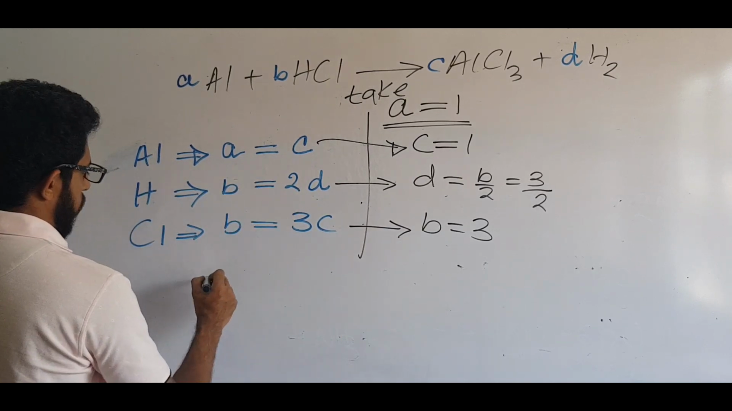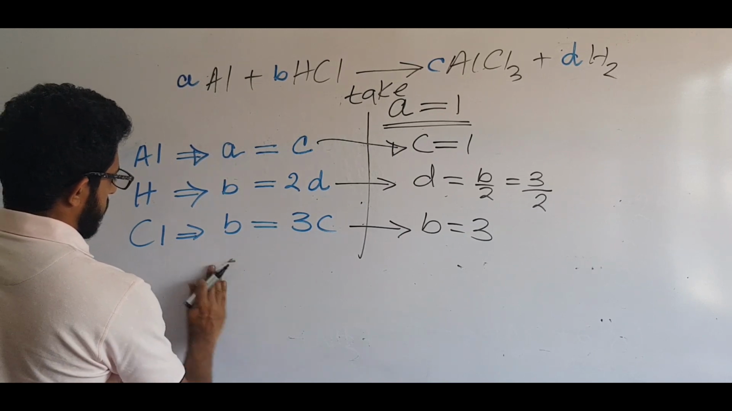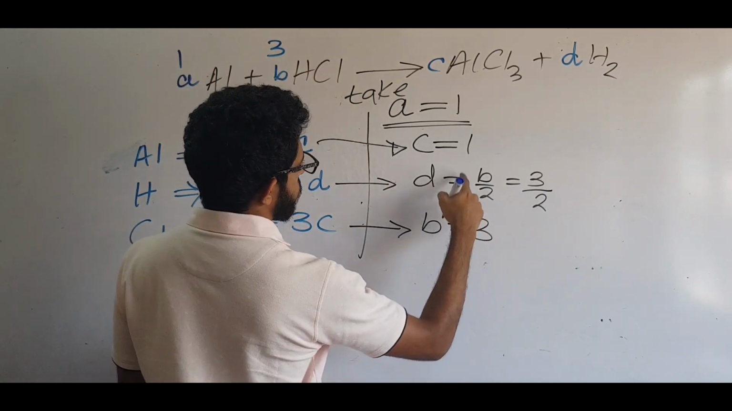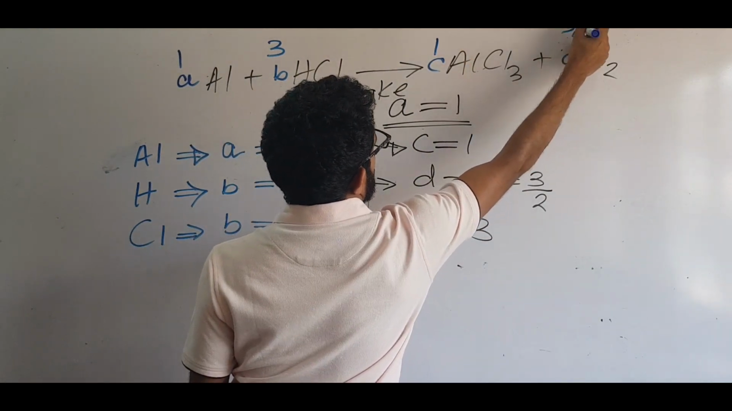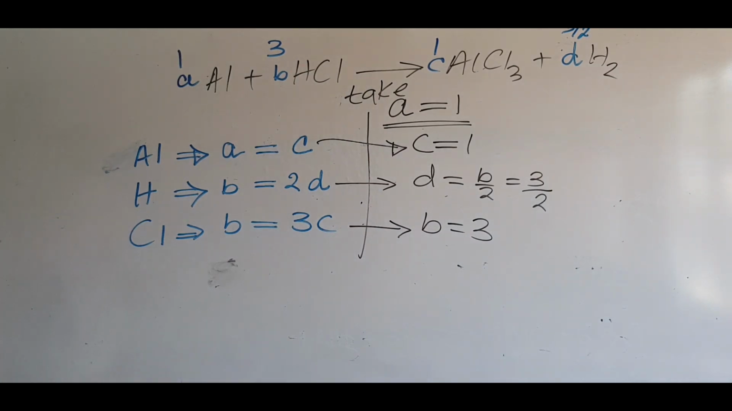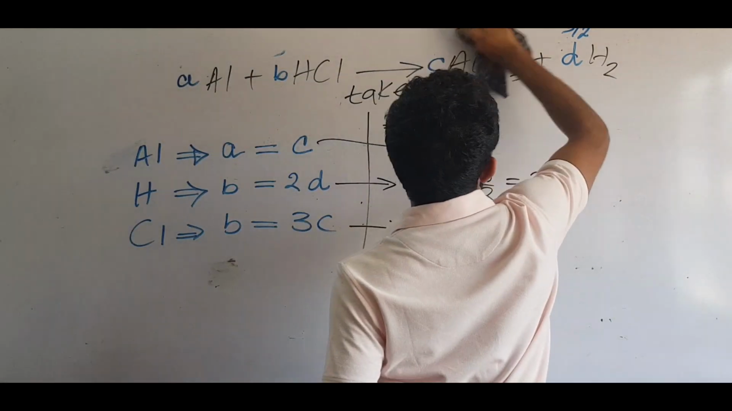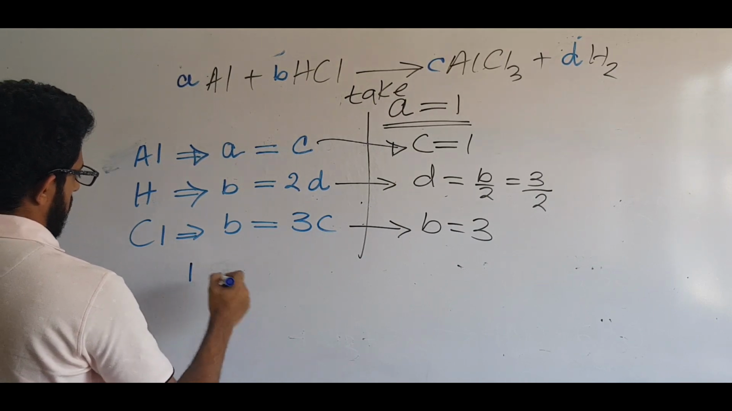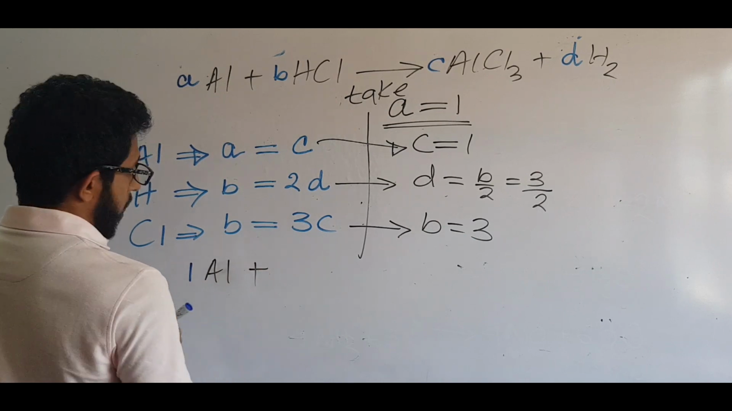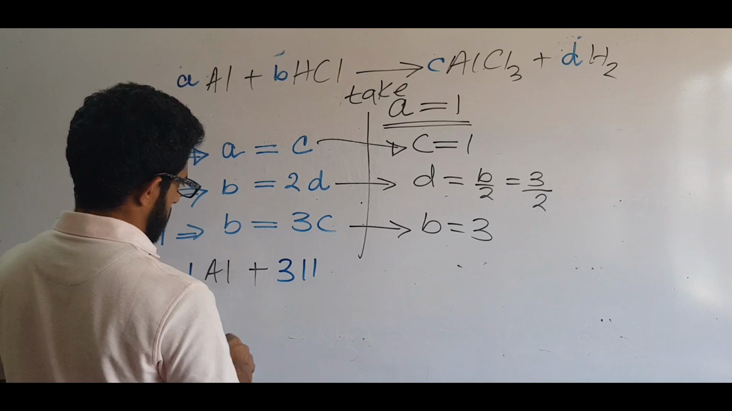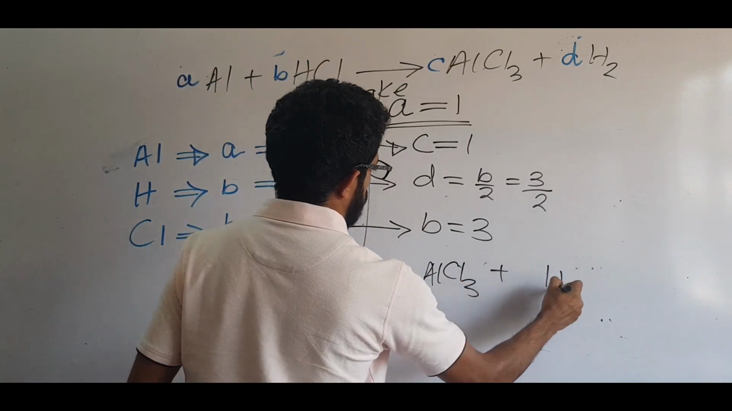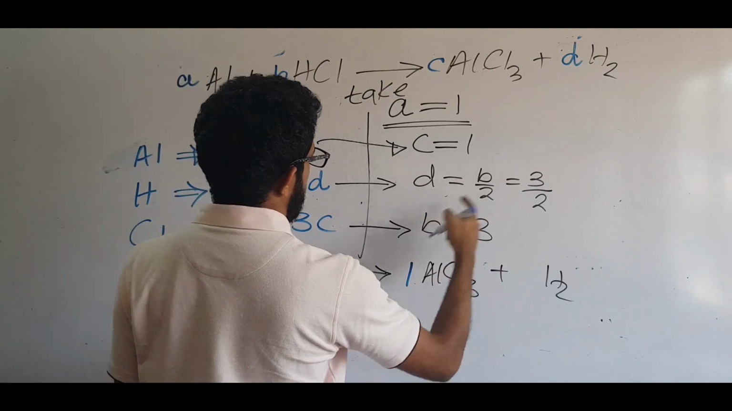So what is the reaction then? I'm going to put the values in front. A is 1, B is 3, C is 1, D is 3 over 2. Once you find A, B, C, D, let's write it like this: A is 1 aluminium plus B is 3 HCl gives you C, again 1, AlCl3 and D, 3 over 2, H2.